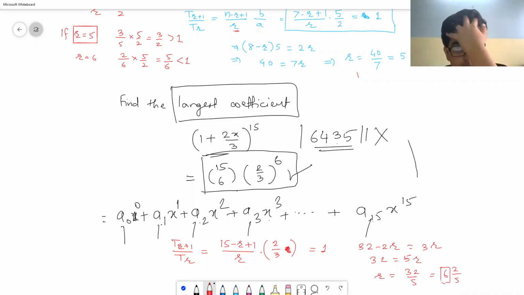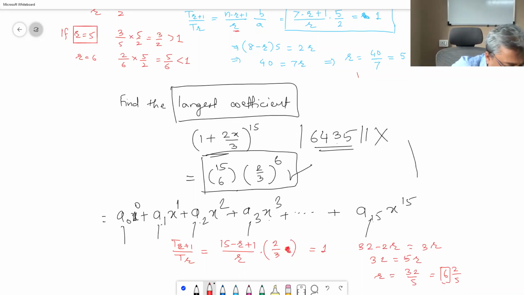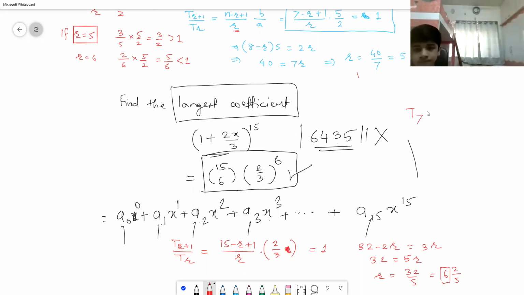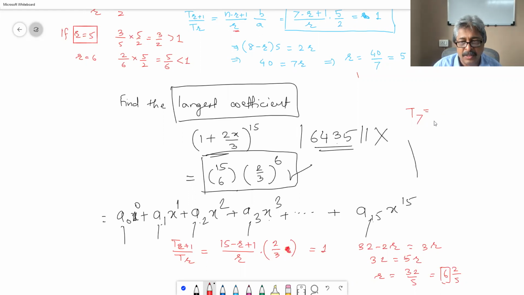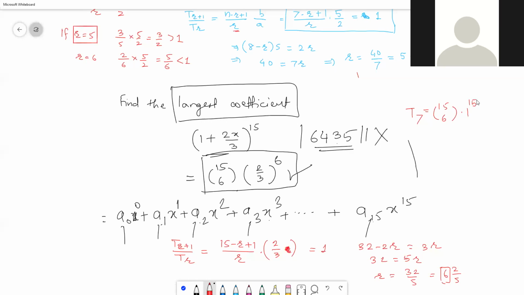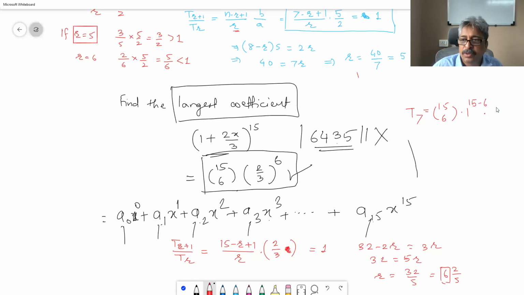Yes. R should be less than that, so r is equal to 6. Therefore, for term number 7, we have to find the coefficient. Term number 7, so r is equal to 6, and hence 15 choose 6 into 1 raised to 15 minus 6 into 2 by 3x raised to 6. Hence term number 7's coefficient is going to be the greatest.